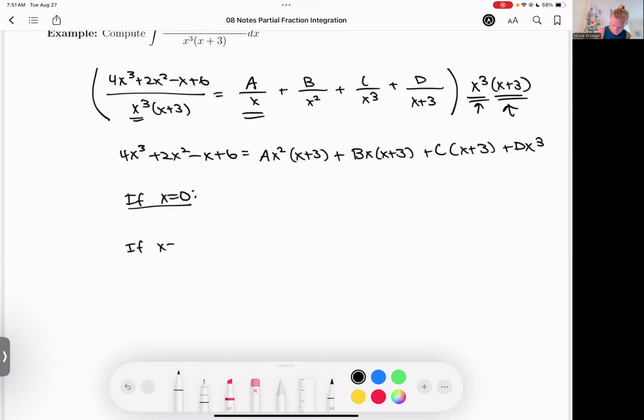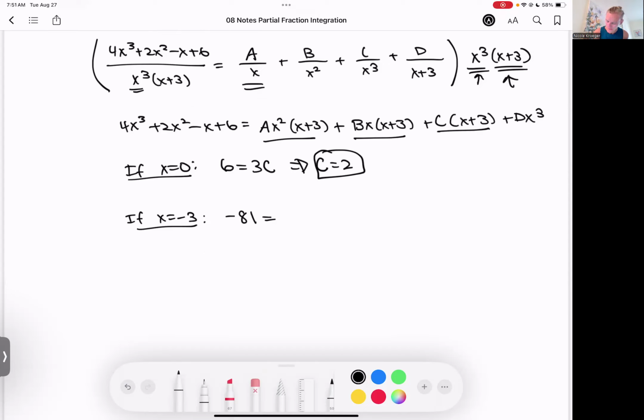Okay, now if I plug in -3 for x, I'll let you do the calculation, but on the left-hand side, I'm going to get -81. This term and this term are all going to be 0. Then D times -3 cubed will give me -27D. If I divide both sides by -27, I get that D is 3.